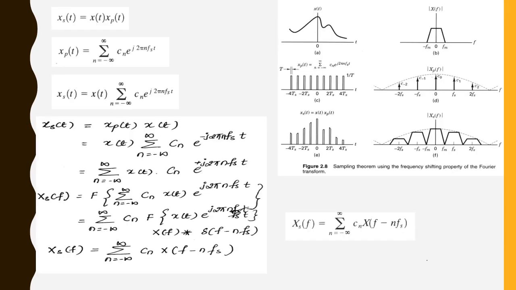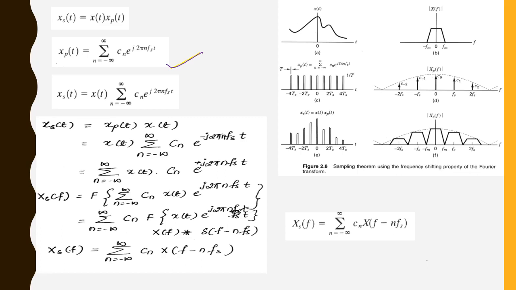So now let us look at how we get that X_s(f), the final output, in terms of the frequency. So we have s(t), which we have considered to be the product of x(t) into x_p(t), which is the pulse train. And the pulse train in Fourier series we are trying to represent as x_p(t) equal to summation n from minus infinity to plus infinity C_n e^(j2πnf_s t).